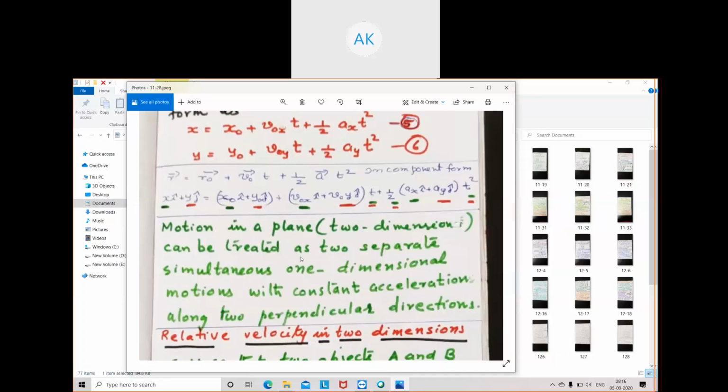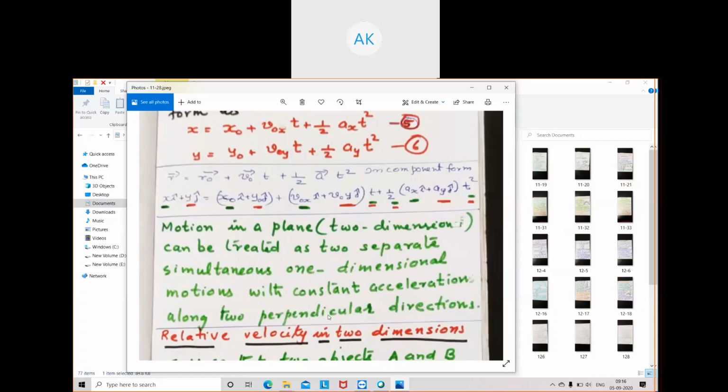Two separate simultaneous one-dimensional motions with constant acceleration along two perpendicular directions. One is along the x-axis, the other is along the y-axis. They are mutually perpendicular to each other.